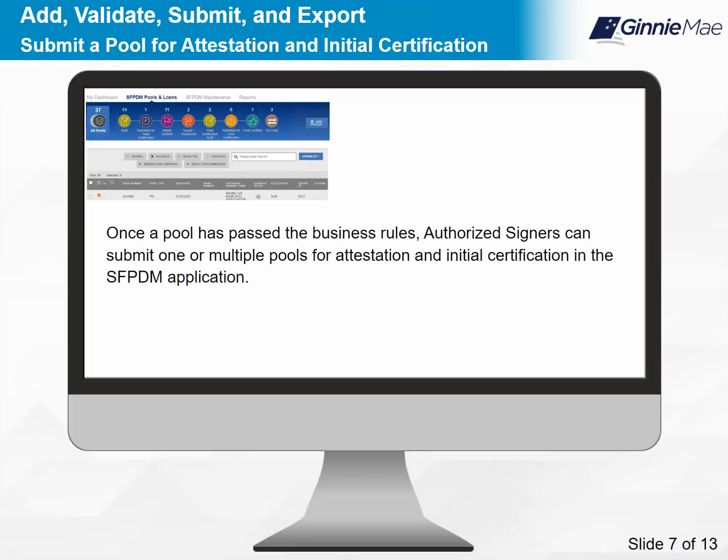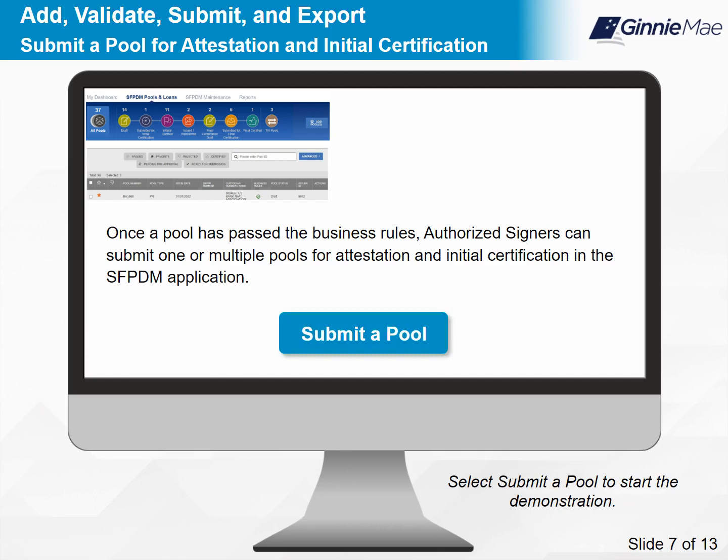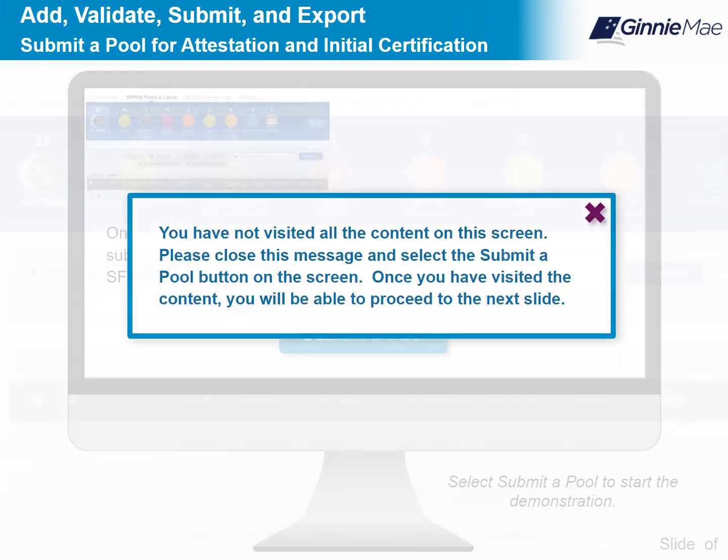Once a pool has passed the business rules, authorized signers can submit one or multiple pools for attestation and initial certification in the SFPDM application. Select Submit a Pool to start the demonstration. Follow along as we demonstrate the steps. When you have completed the demonstration, select Next to continue.